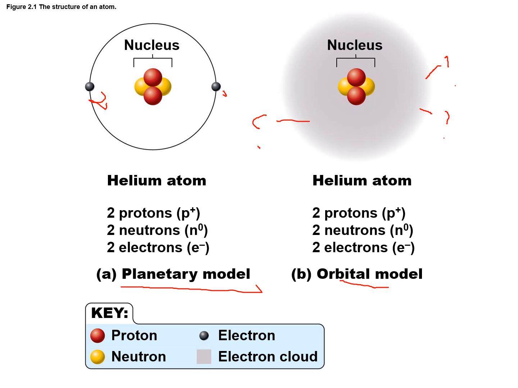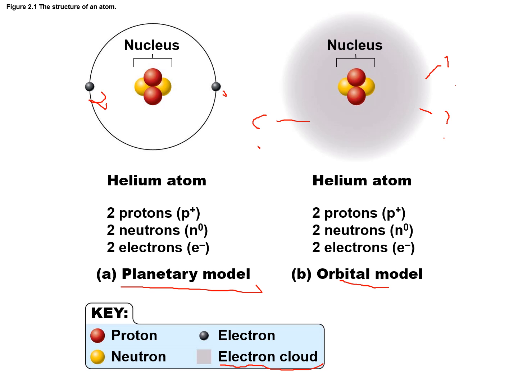Again, if I ever show you an atom, at least in this form, it will always use a planetary model. But just know that you can also illustrate an atom by using this orbital model here. And again, this electron cloud, you can see in this key is sort of in this gray area, really indicating that, hey, we really don't know. We know these electrons exist, but we really don't know where they are.